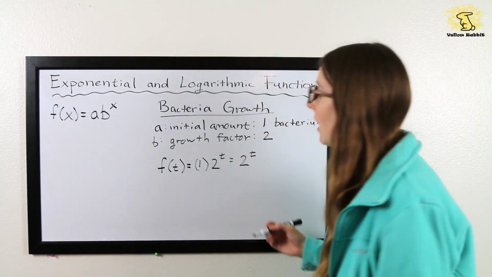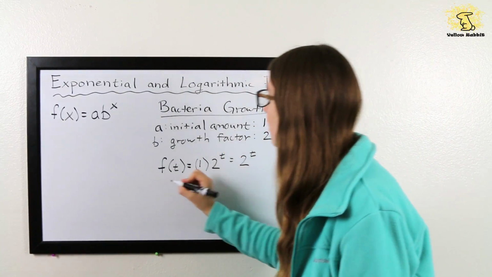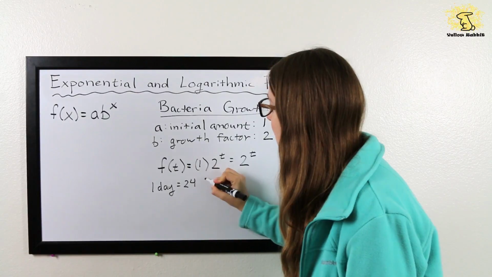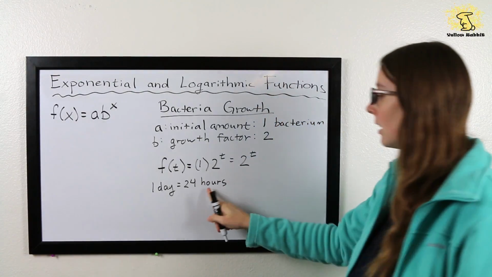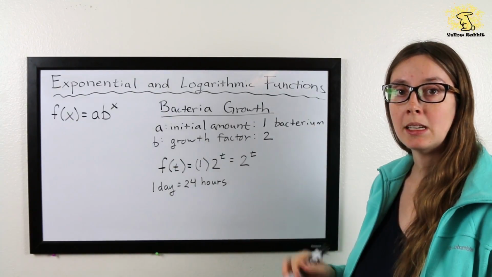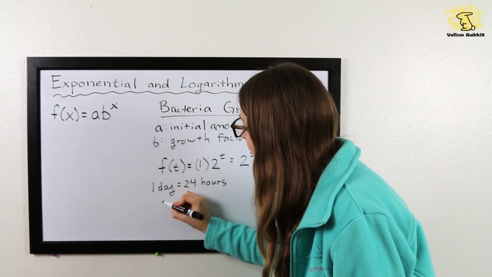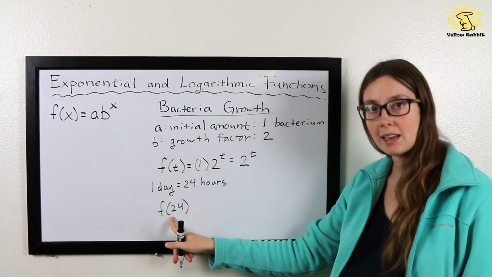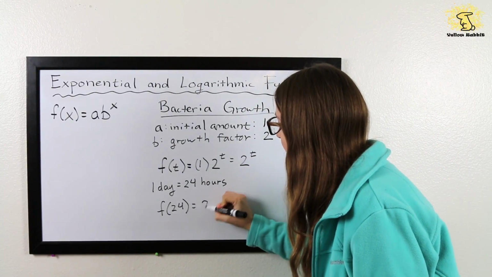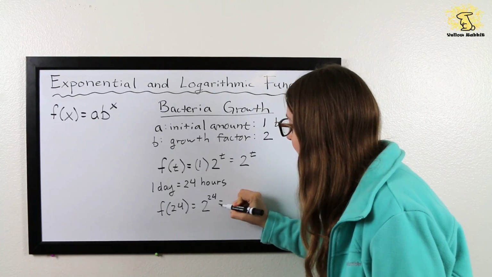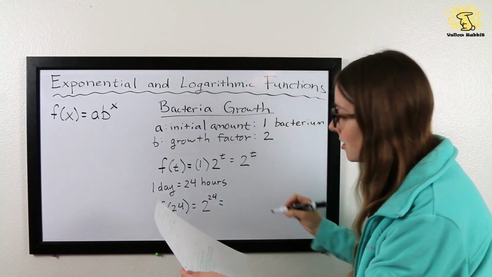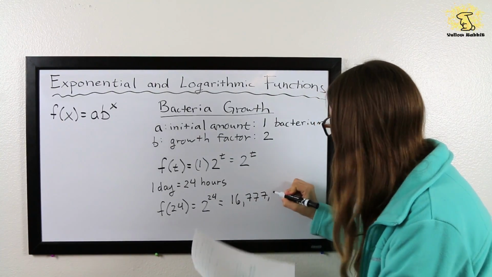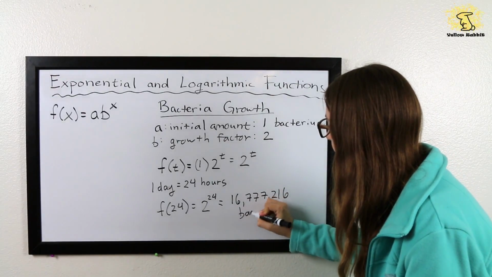Now we were told that we want to know the amount of bacterium after 1 day. Let's just remind ourselves that in 1 day there are 24 hours. The bacteria splits into 2 every 1 hour. So if I want the amount of bacteria after 1 day, I'll plug in f of 24 equals 2 to the power of 24, which, as we can tell, is going to be a very large number. It is 16777 bacteria.